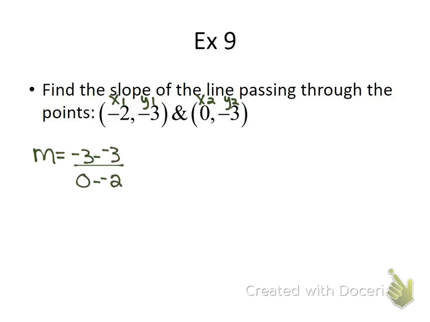Anytime two negatives touch, we already know that they go to positive. What's -3 plus 3? It will be 0, over 0 plus 2. What's 0 divided by 2? 0. So here, it's going to be 0. What kind of line are you going to have if you have a 0 slope? What's that straight line across, left or right, called? Zero, or horizontal. Good.